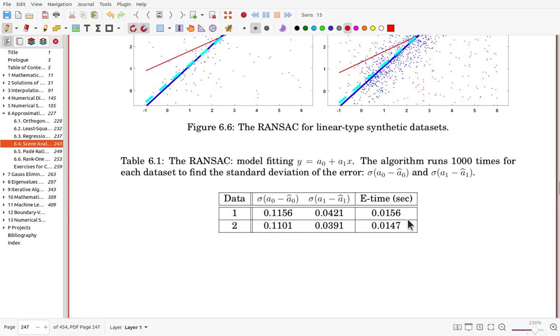Now this is the elapsed time, and for this one, the MATLAB built-in RANSAC is faster than for that one. Somehow it is happening. But anyway, this is the output from the MATLAB built-in RANSAC algorithm.